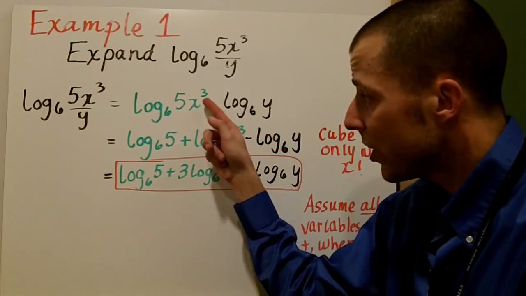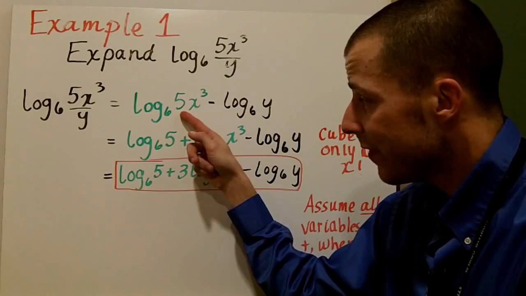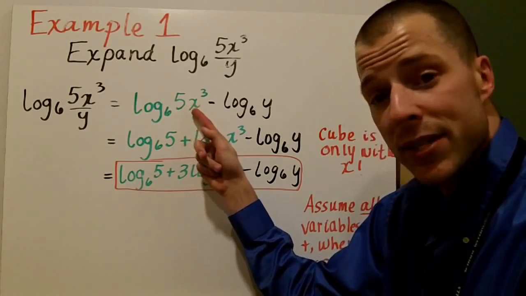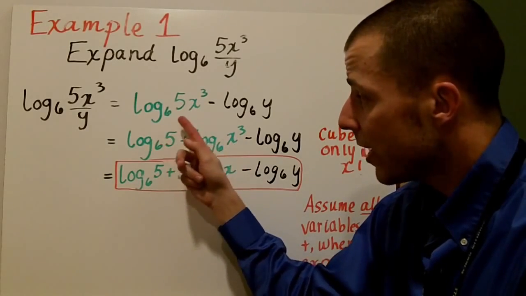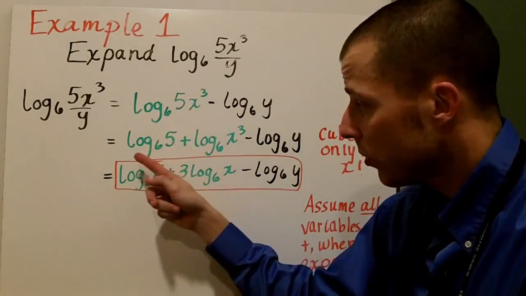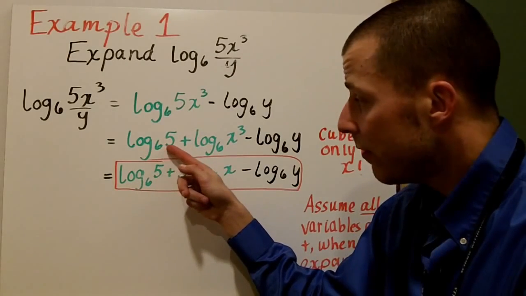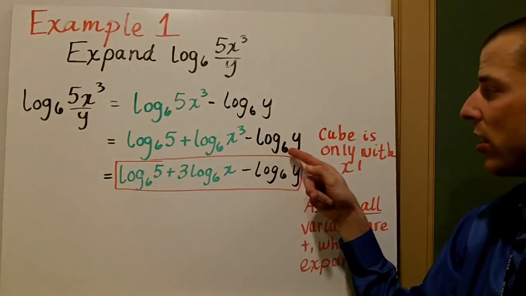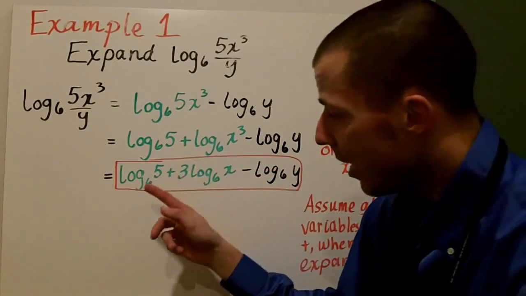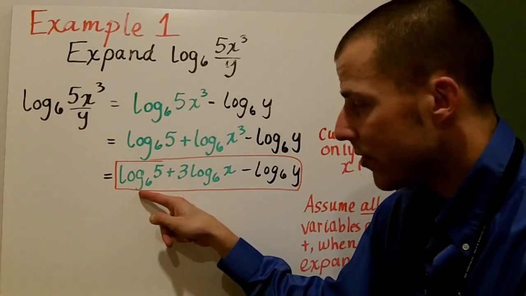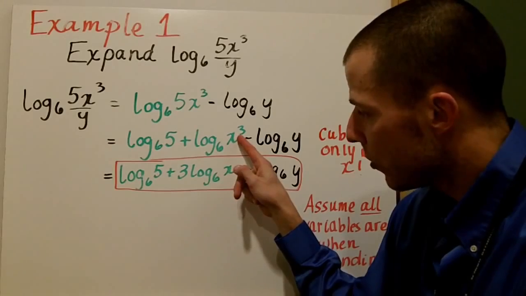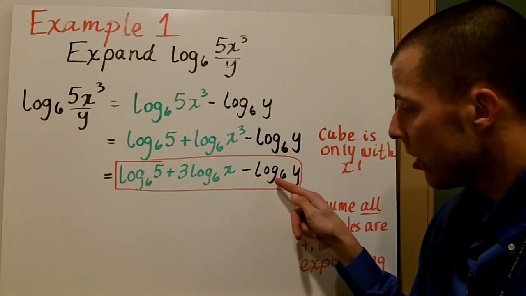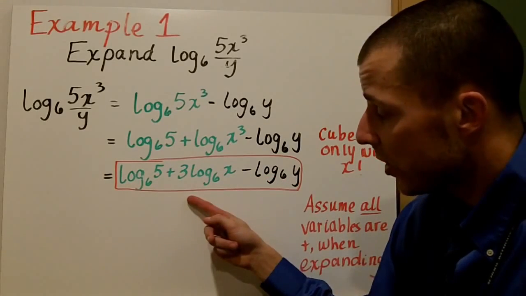Okay, once I do that, the cube is only on the x. It's not on the 5, so you've got to be very careful when you simplify. So what happens is you have 5 times x cubed. So what I do is I break up the multiplication using the product rule, log base 6 of 5 plus log base 6 of x cubed, and I leave the log base 6 of y. Now, this logarithm is already simplified. There's nothing else I can do. Using the power rule, I can bring that 3 out front, which I do, and I go ahead and leave that log base 6 of y. So here's your final answer.